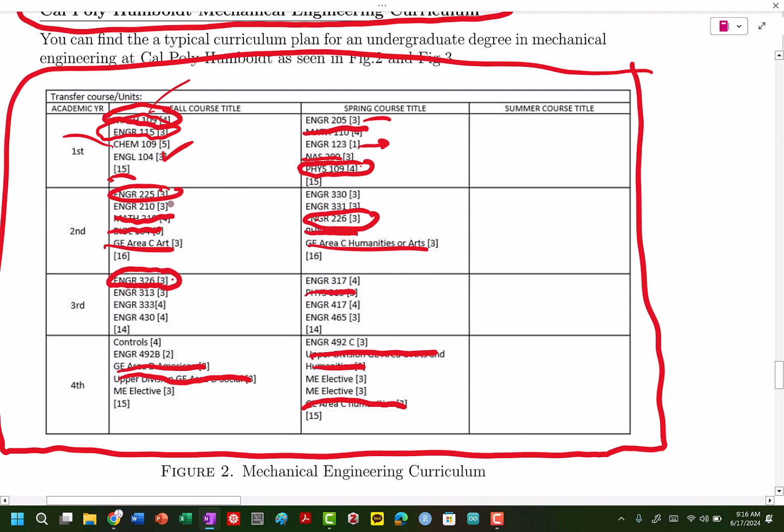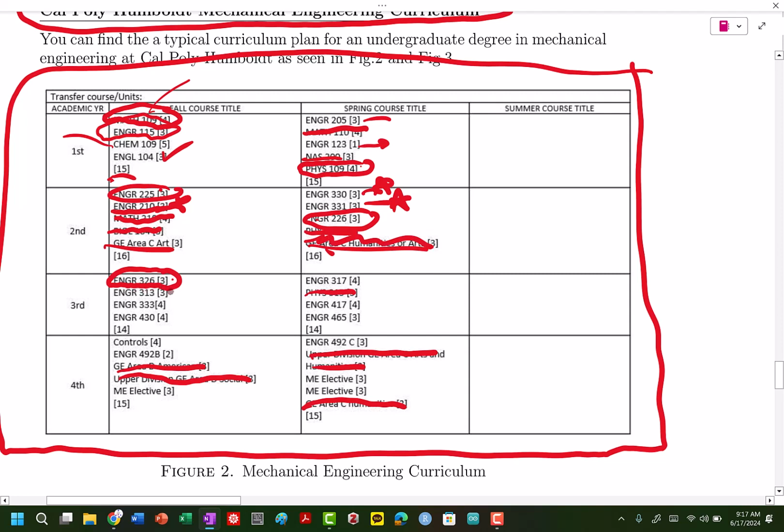ENGR 210, this is statics. This is important. This is one of your fundamental mechanics courses. ENGR 330, materials, another fundamental mechanics course. 331 is going to be our thermodynamics, another core course. So make sure you do well in that.